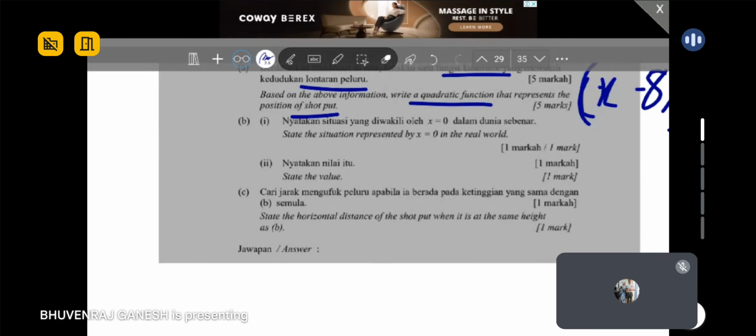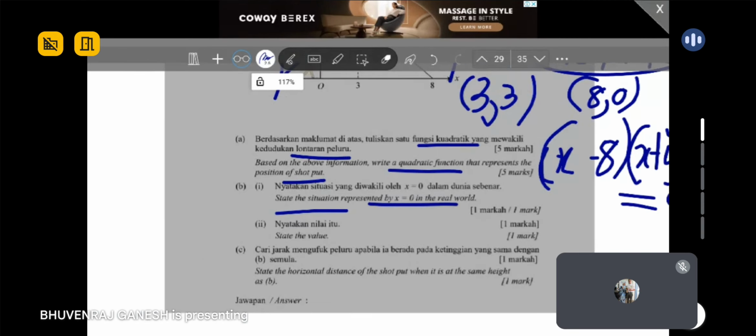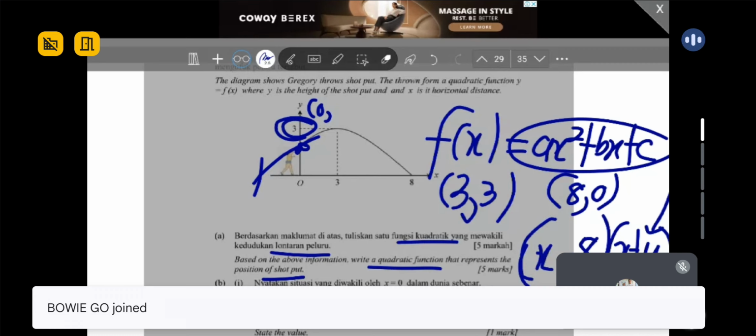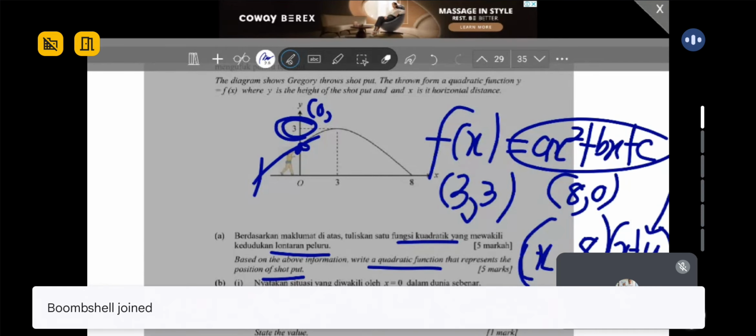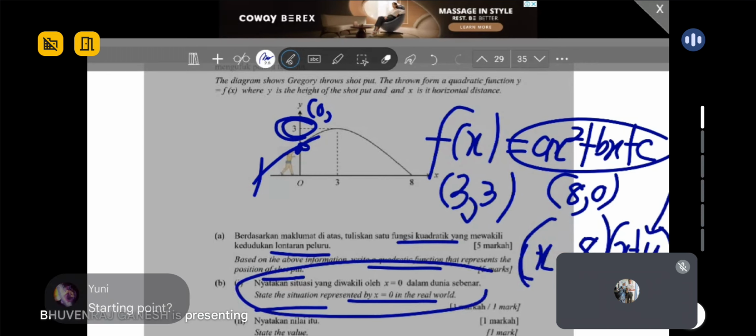So continue. Alright. So question B. They ask you to state what is represented by X equal to 0 in the real world. Macam soalan tadi guys. Apa maksud X sama dengan kosong? Anyone? Very logic. X represent your horizontal distance. Jarak mengufuk. So kalau X sama dengan kosong, maksud dia apa? What's the meaning? You must tell in words. Remember, kena bagi dalam perkataan. Tak boleh bagi nilai. So anyone? Cuba huraikan kat saya. What is the meaning? X equal to 0.